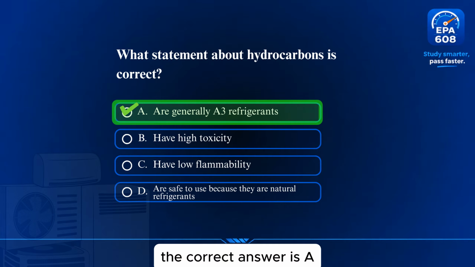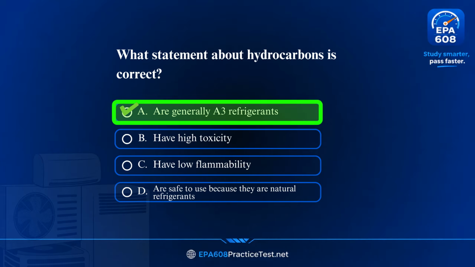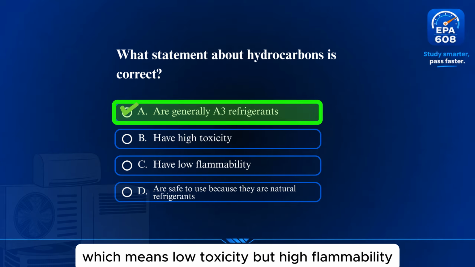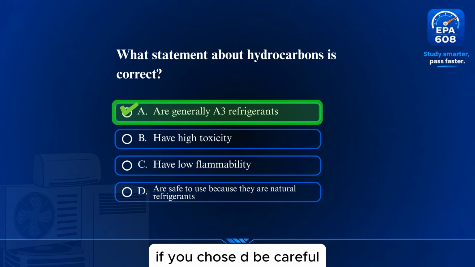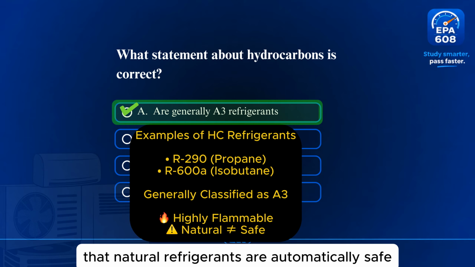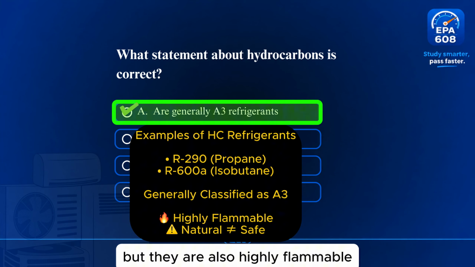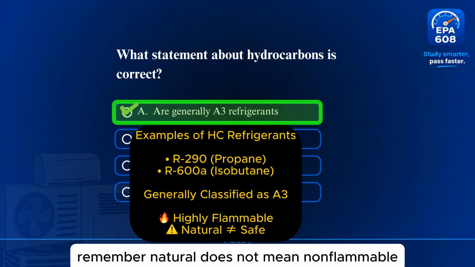The correct answer is A. Hydrocarbons are generally classified as A3 refrigerants, which means low toxicity but high flammability. If you chose D, be careful. Many students assume that natural refrigerants are automatically safe. That's not true. Propane and isobutane are natural refrigerants, but they are also highly flammable. Remember, natural does not mean non-flammable.